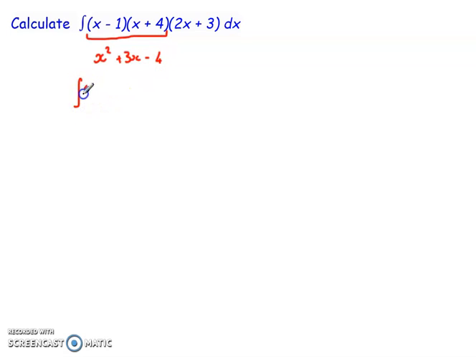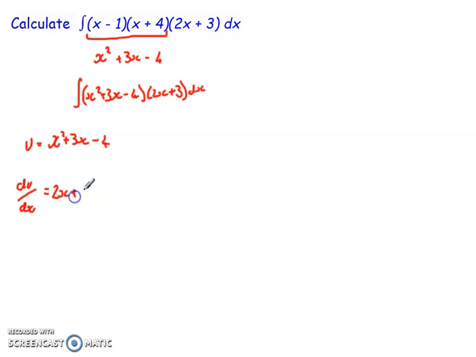So my integral will become the integral of (x squared plus 3x minus 4) times (2x plus 3) dx. Now if I was to tell you that I'm going to use the substitution u equals x squared plus 3x minus 4, i.e. my new highest power here, and I then calculated du by dx, what I'd end up getting is 2x plus 3.